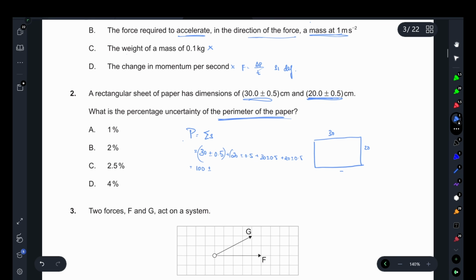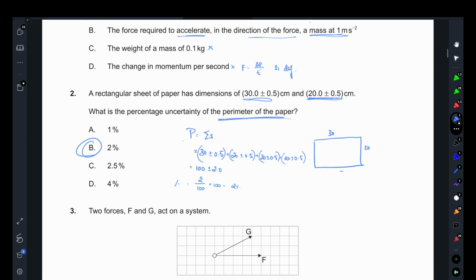So let's put some brackets to make this a little bit easier to understand. So uncertainties will just get added together, and this means that the net uncertainty is plus or minus 2.0. So the percentage uncertainty will be 2 by 100 into 100, which is equal to 2%. Question number 2, option B. Moving on to question number 3.